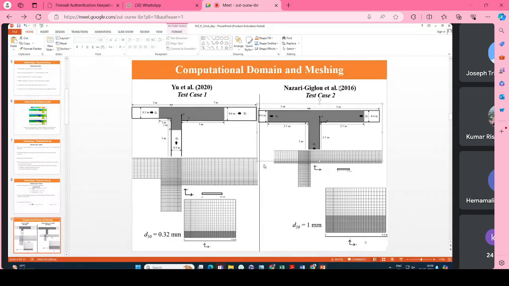Therefore, I have chosen two different experimental setups, and you see here the computational domain, and this gray shading shows the bed that is going to be deformed in this case. That's the extent of the mobile bed, and the layout of the mesh, the cross-sectional view and the plan view for both cases. This gray shading shows the sediment bed, with D50 of 0.32 mm in one case and D50 of 1 mm in the other case.